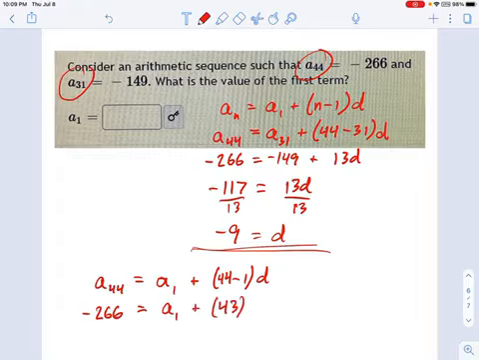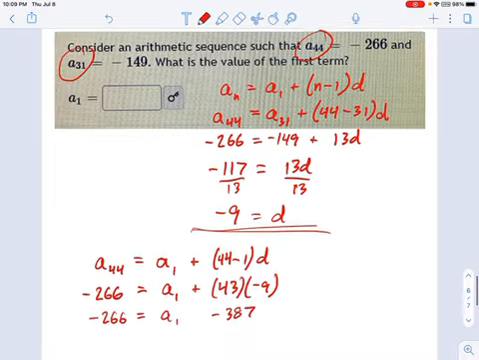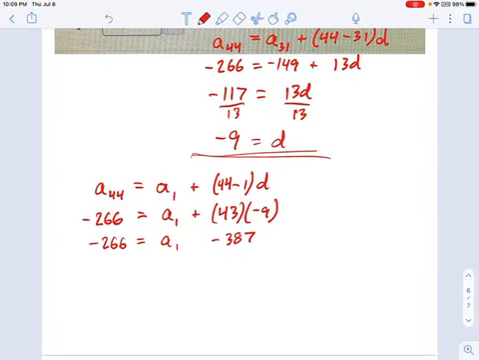We're going to figure it out this way. 43 times d, which is negative 9. I am not doing that in my head. Hold on a second. Let's see. 43 times negative 9 equals... Okay, so that's going to be negative 387. We've got negative 266 over here. If you want to stop the video here, this is just a little basic arithmetic, but let's just work through it to the end. Negative 266 plus 387 equals 121.